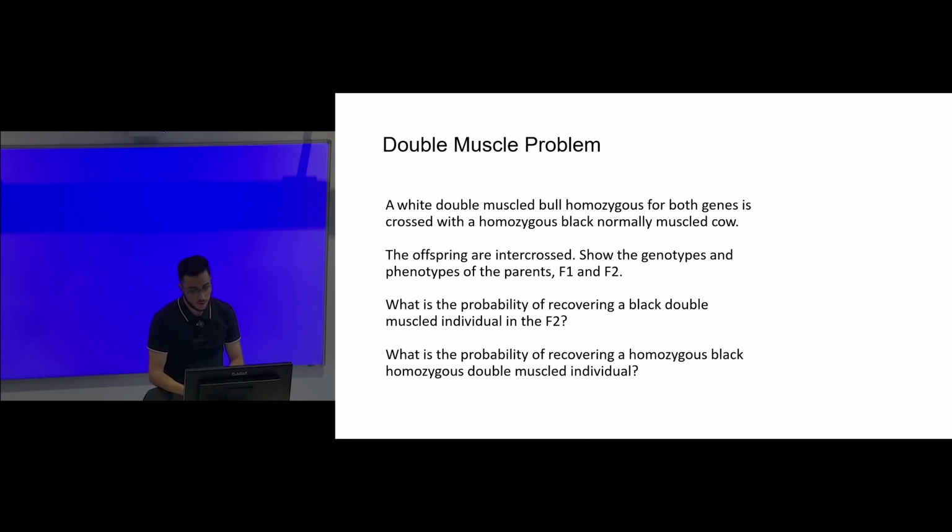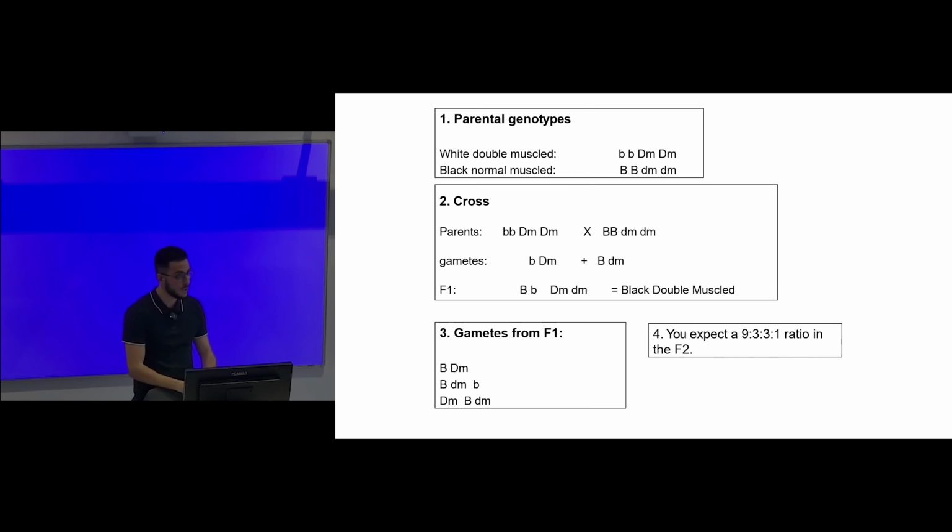And then they will start, I will ask you probably questions like, what's the probability of getting a black double-muscled individual in the F2? And so step by step, you try to figure this out, okay? I left the right side to write on it, but the pen is not working. So we're just gonna go to the next page, okay? This is how you solve this problem.